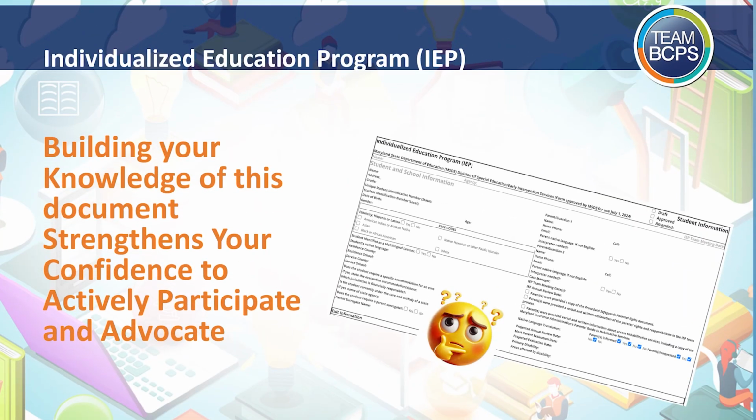This document can feel overwhelming at first, but by the end of our time together, the goal is for you to feel more confident reading it so you can participate and advocate effectively in your child's special education decision-making process. There will be various screenshots like this, showing parts of the IEP form used in Baltimore County. But don't worry, you're not expected to read this tiny print. These are just a visual reference that might help you find the section we are describing.